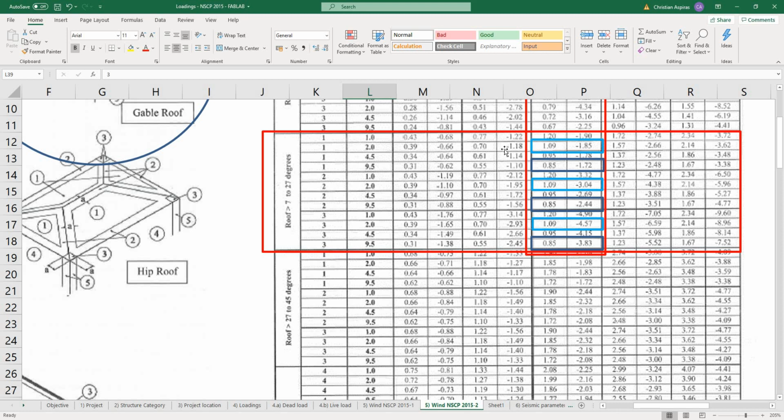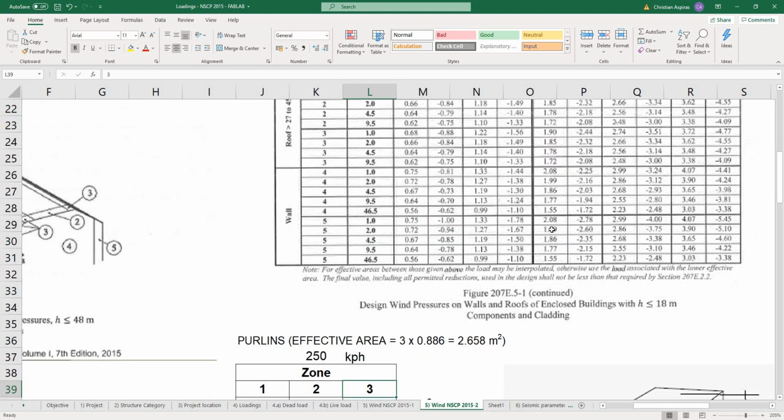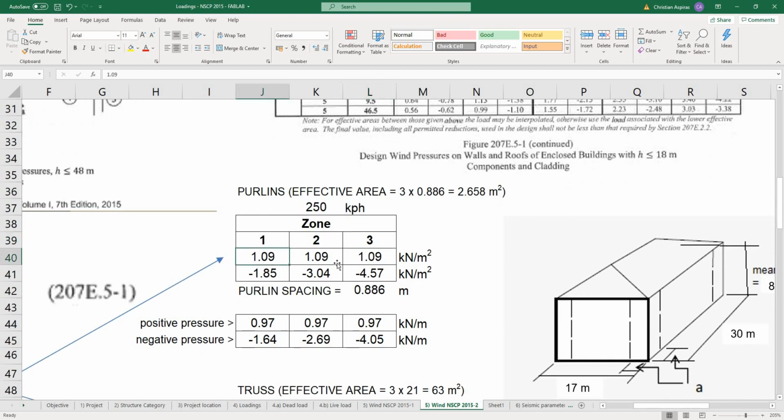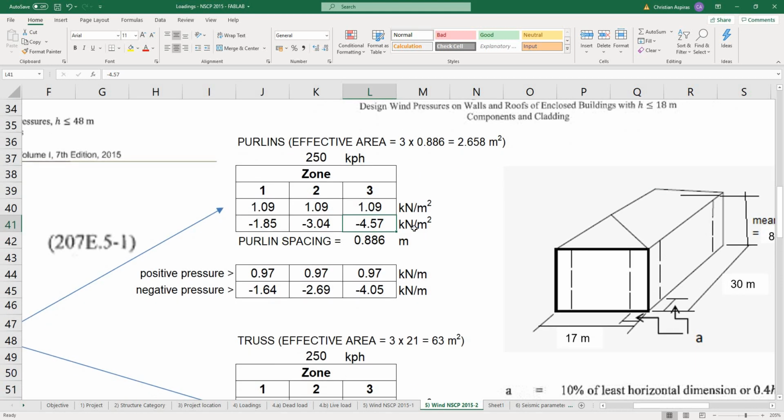For the upward pressure, negative 1.85 for the zone 1. For the zone 2 is negative 3.04. And for zone 3, negative 4.57. So that is what I inputted in these tables right here. Now we all know that this is a pressure, this is a load area pressure in kilonewtons per square meter.